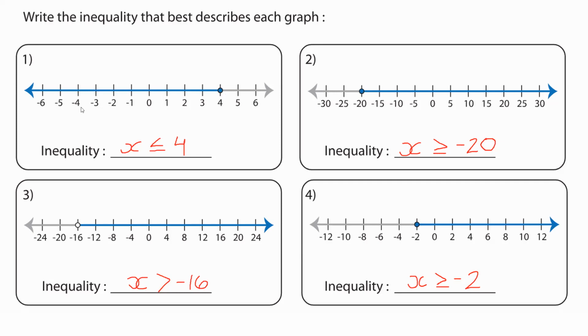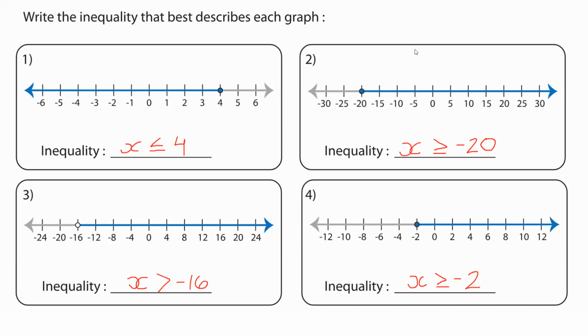Now we go into the left-hand side. That means these numbers are less than 4 or greater than 4? Less than 4. So we're gonna have x is less than or equal to what? 4. So they give us the graph and we have to write which inequality it is. You understand what I'm saying? Yes, sir.